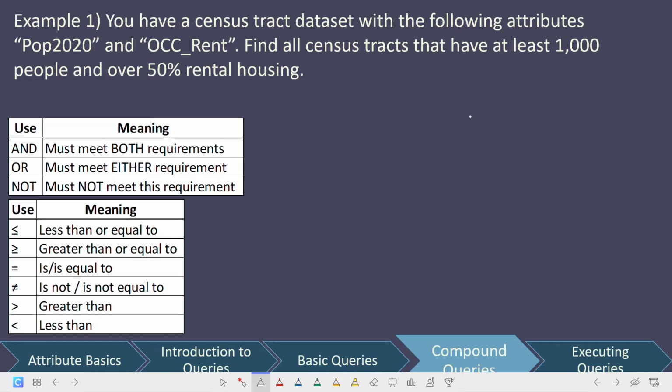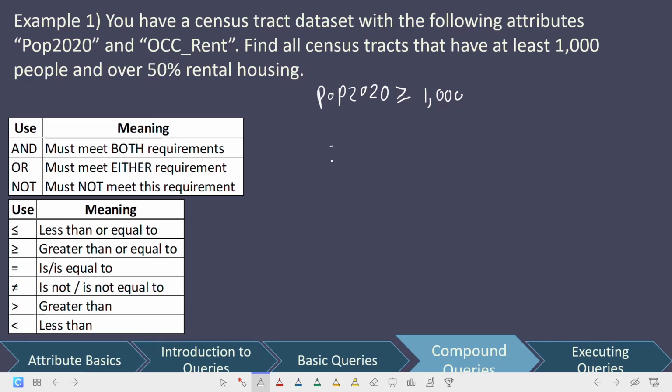Right. And so if we think about this compared to what we've done in the past, we're going to build our first query here of pop 2020. At least means we want to use a greater than or equal to 1,000, right? We've done this exact query before. We have another query, over 50% rental housing.